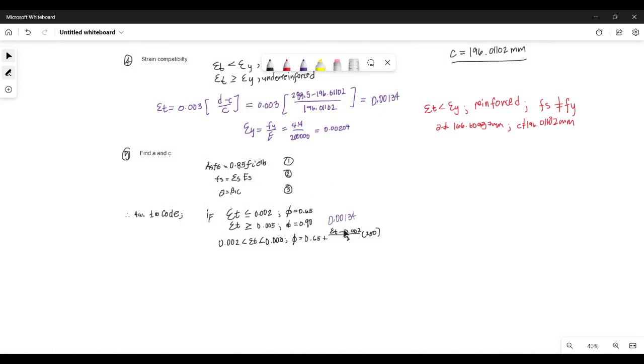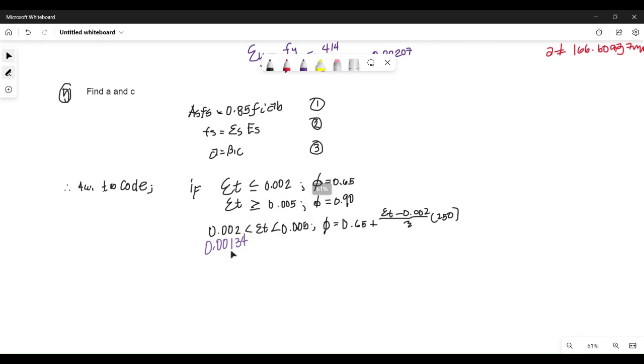We have to paste here. Paste na natin dito. Your strain T, ito, is equal to 0.00134. This is less than or equal to 0.002. So, your phi na gagamitin mo is 0.65. Okay? So, yan na. You have to use phi as 0.65.